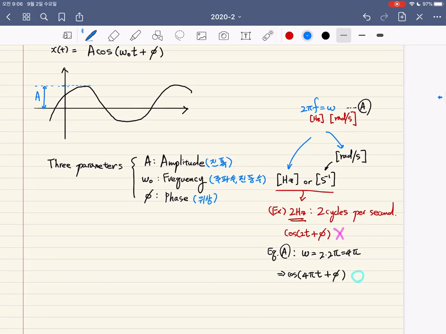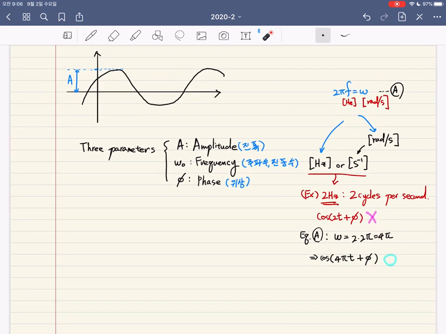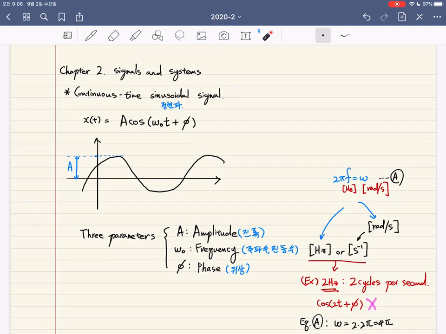Okay, we will continue the stuff we did in the last lecture, which was about the continuous time sinusoidal signal. We are now dealing with chapter 2. The first chapter was about the introduction of this course, and now we are talking about some basic signals. After talking about basic signals, then we'll talk about some systems.